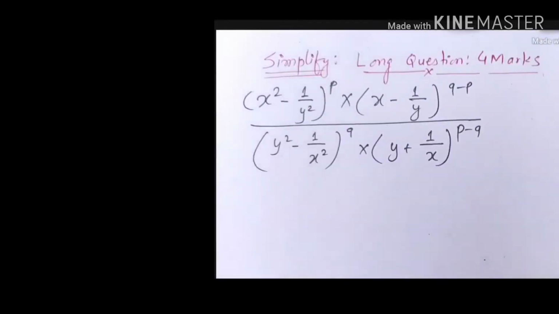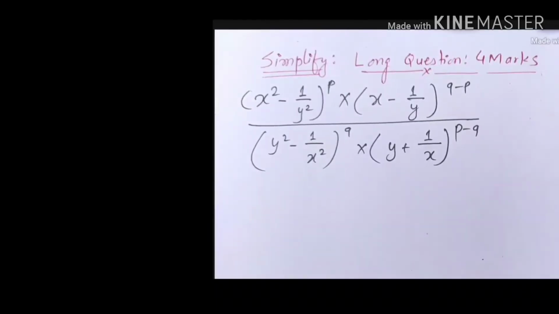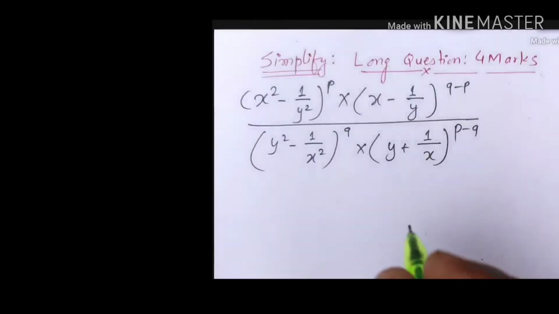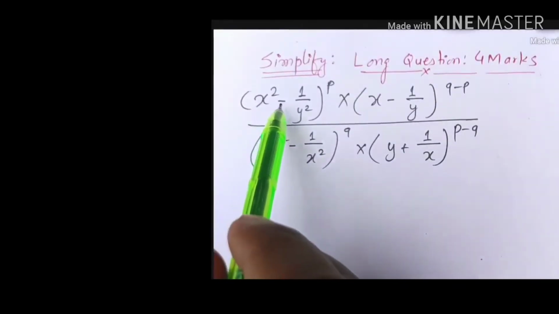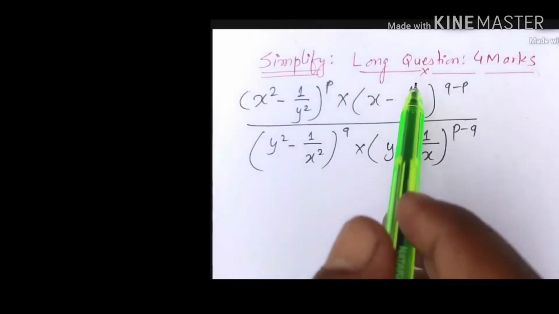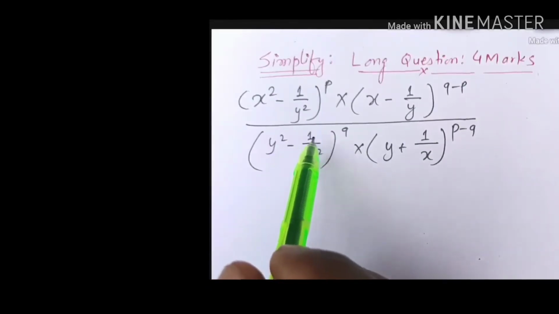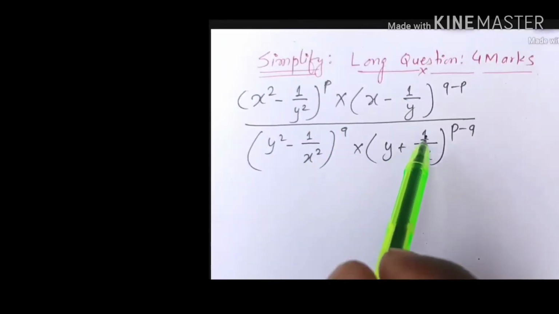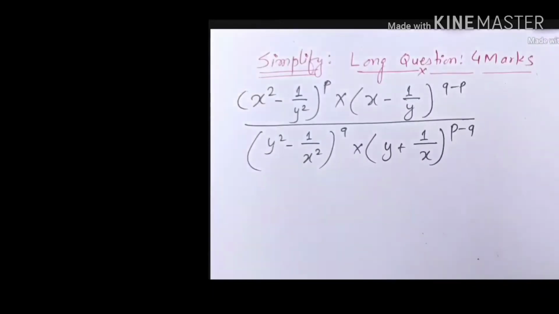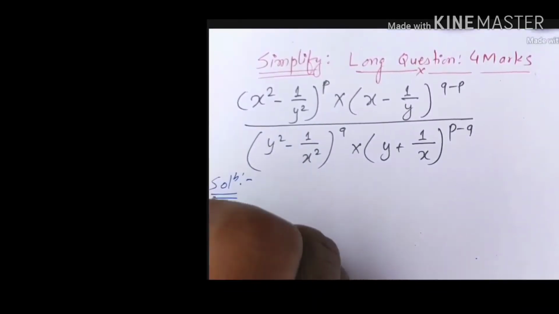Dear students, now I'm going to solve a long question which is taken from the algebra of class 10, and it is very useful for the students since it carries 4 marks. The question is given as (x² − 1/y²)^p (x − 1/y)^(q − p) over (y² − 1/x²)^q (y + 1/x)^(p − q). Dear students, in order to solve this question, we should use the general formula of a² − b².